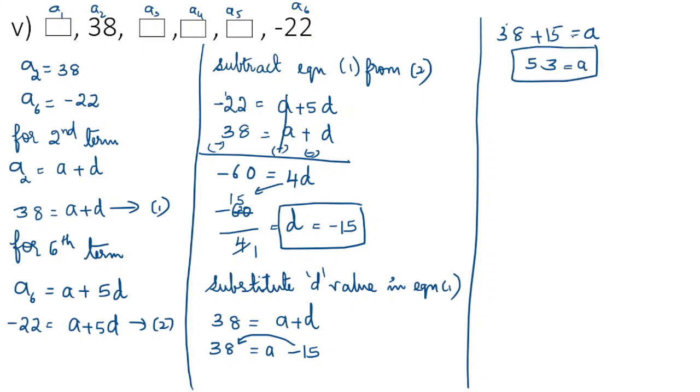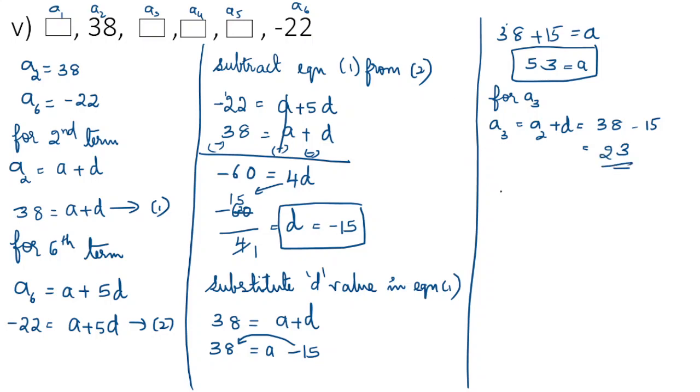Now what do we have to find out? a3, a4, a5 we have to find out. So for a3, it can be written as a2 plus d. A2 value is how much? 38. 38 plus d. D value is how much? Minus 15. So I write minus 15. 38 minus 15. 8 minus 5 is 3. 3 minus 1 is 2.